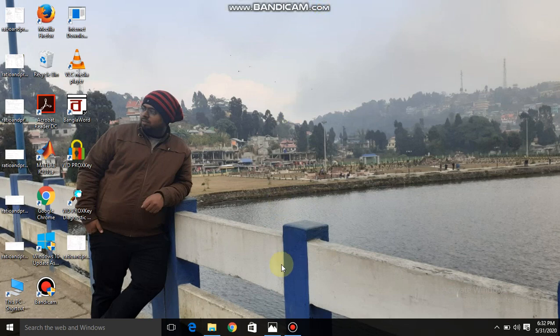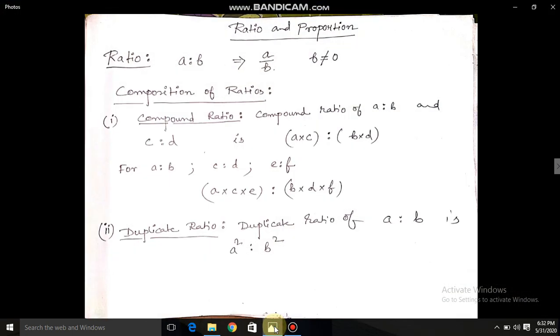Today we will start with ratio and proportion. Now, what do you mean by ratio? The ratio of two quantities of the same kind and in the same units is a comparison obtained by dividing the first quantity by the other.